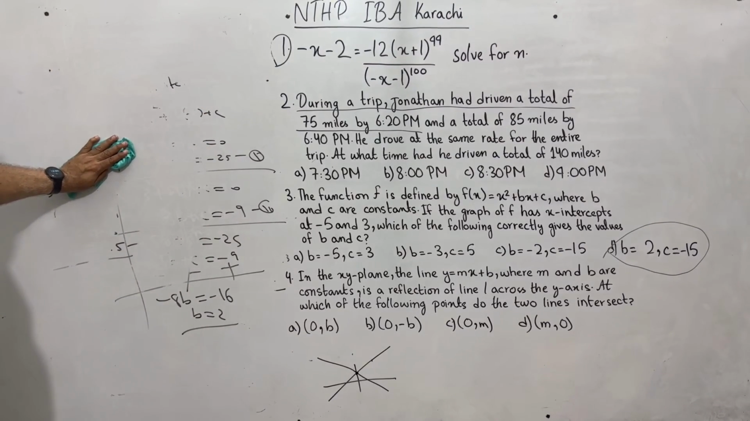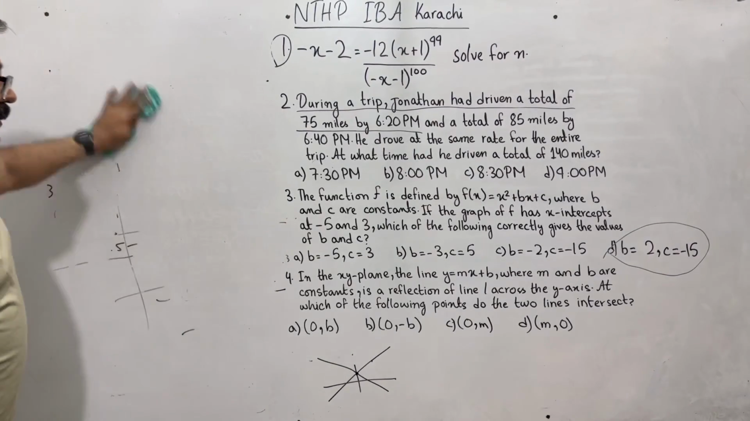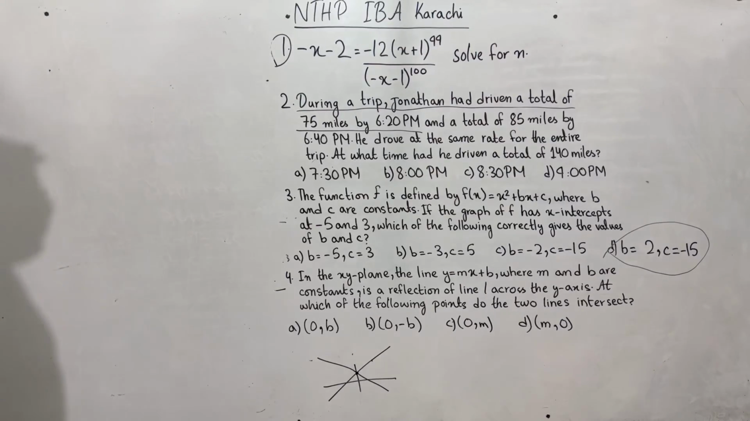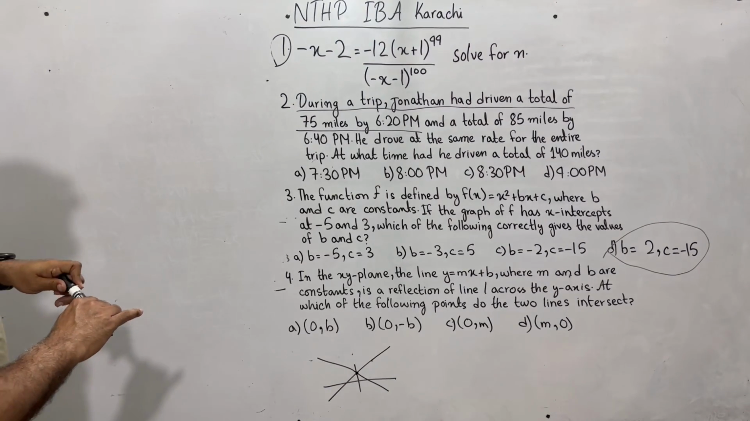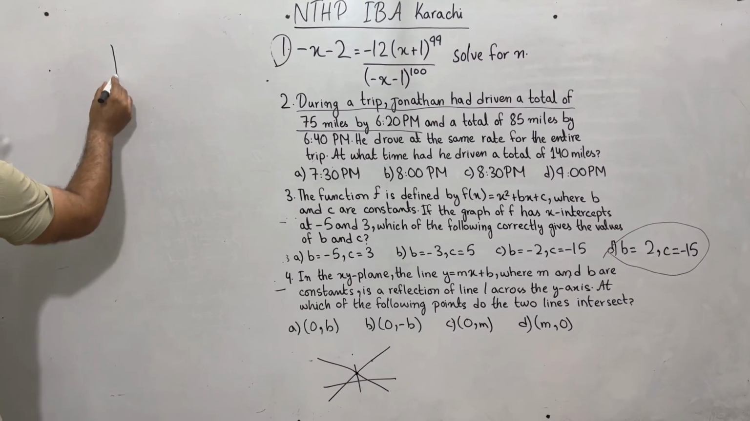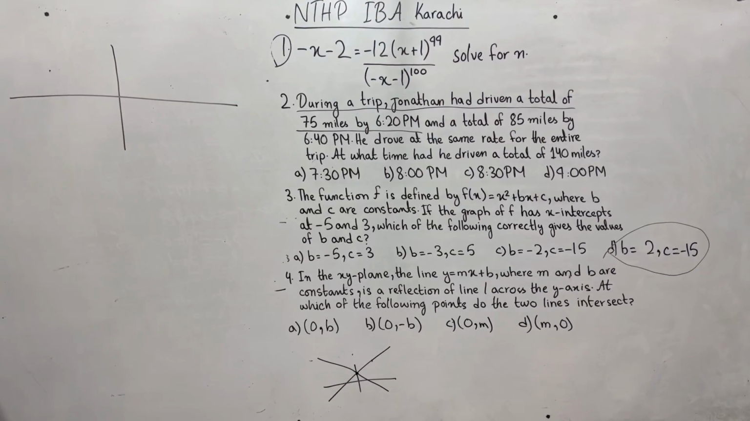Moving towards the final question. It states that in the xy plane, the line y is equal to mx plus b, where m and b are constants, is a reflection of a line across the y-axis. At which of the following points do the lines intersect? This is the y-axis, this is the x-axis. Draw any line.